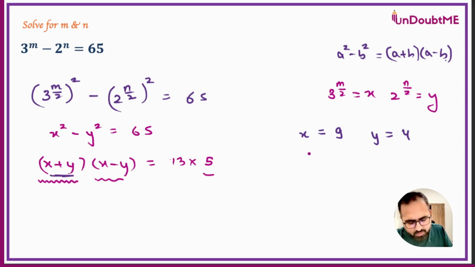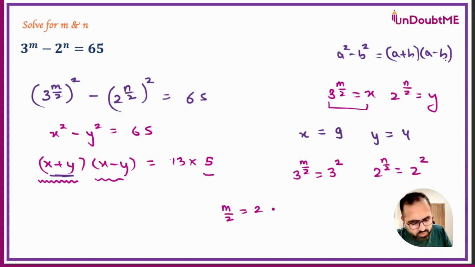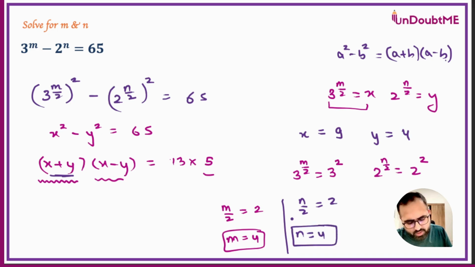So the next step will be, we will put it back: 3 to the power m by 2 is equal to 3 to the power 2, and y, which is 2 to the power n by 2, is equal to 2 to the power 2. On comparing the powers, I can say that m by 2 is equal to 2, giving me m is equal to 4, and n by 2 is equal to 2, giving me n is equal to 4 as well. Okay, this is interesting.